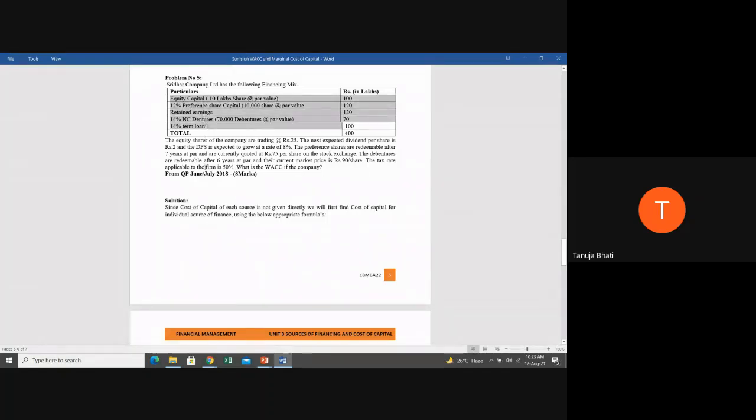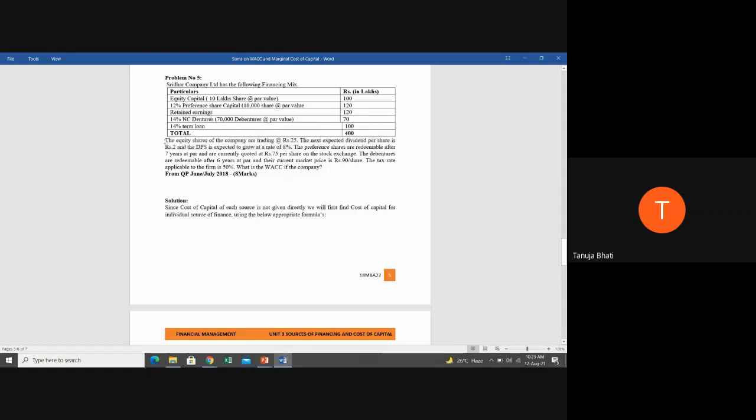Now let us see the further information. The equity shares of the company are trading at rupees 25. The next expected dividend per share is rupees 2, and the DPS is growing at a rate of 8%. So in respect of the cost of equity capital, we have all the particular information. We have D1, we have the market value of the equity shares, that is 25, and we have the growth rate of the dividend, which is 8%.